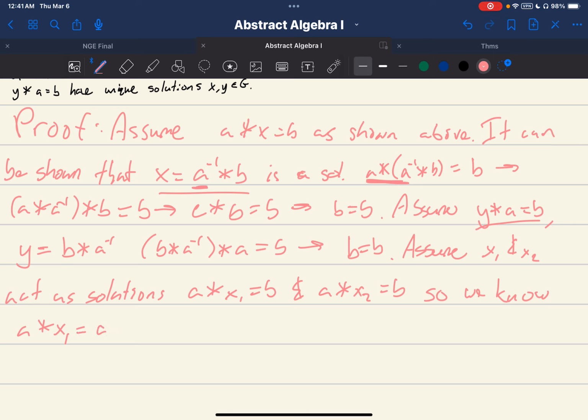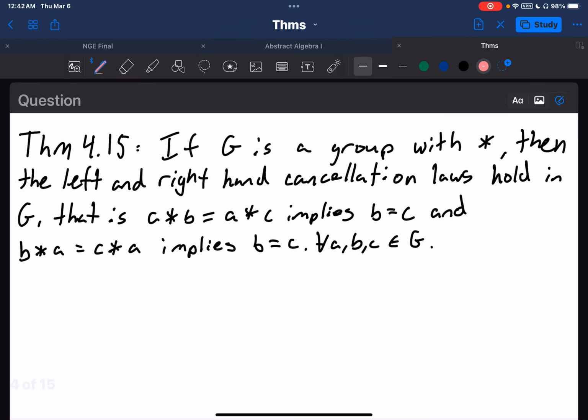Sorry, I'm being a little sloppy. I don't want it to be sloppy for you guys, but to be fair, it's 12:42 now, and I'm quite tired. Now I believe it's theorem 4.15. Yep. Wow, I've memorized these a little too well.